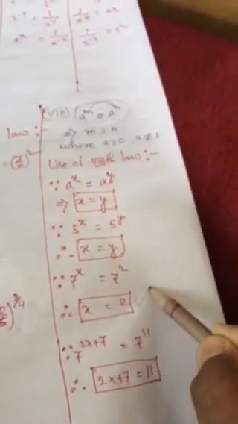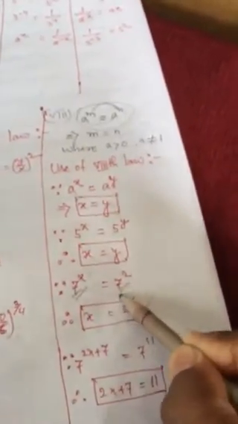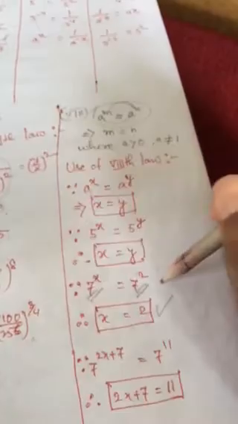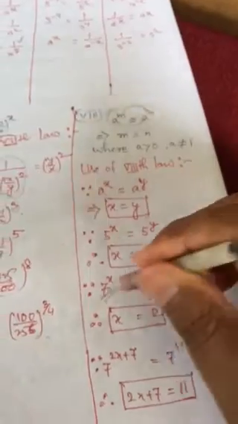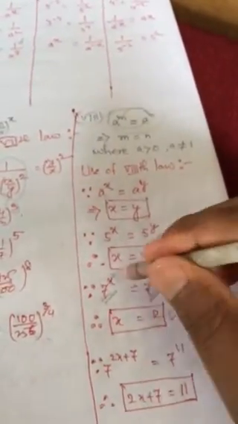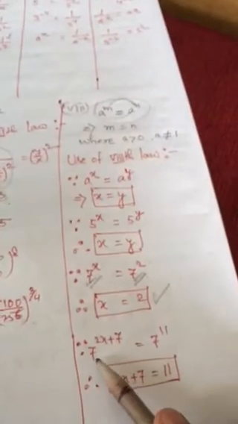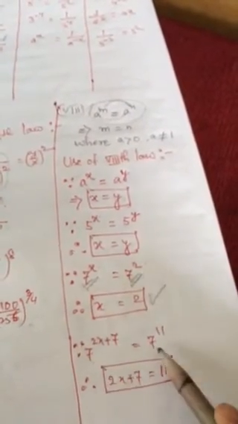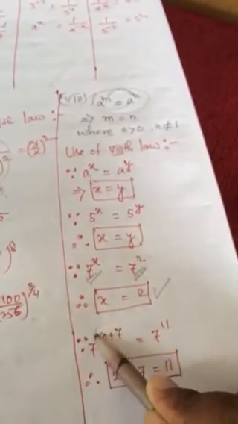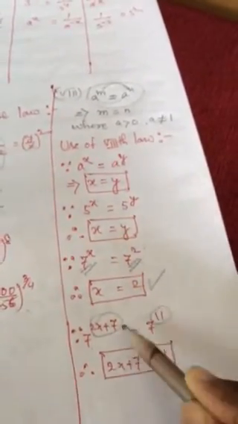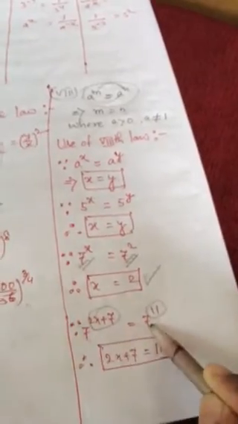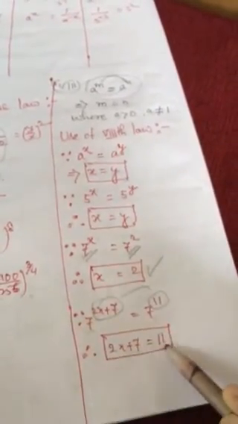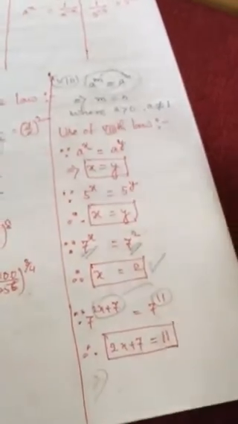How to find the value of x? In the equation you have to make the bases the same or the powers the same. If powers are the same, the bases will be equal. If bases are the same, powers will be equal. Here the base is 7, and here also the base is 7. The powers are 2x plus 7 and 11. Bases are the same, so powers will be equal: 2x plus 7 equals 11. After that you can solve and find the value of x. So here we have learned the 8th law of indices.